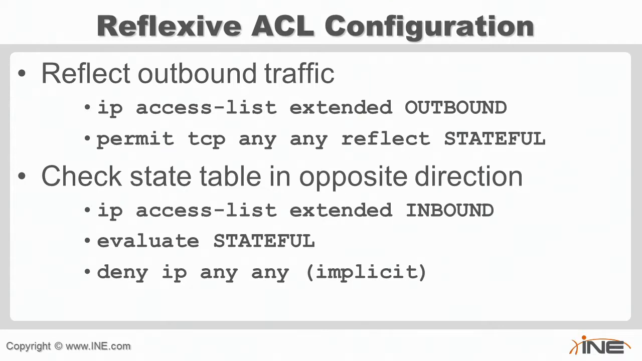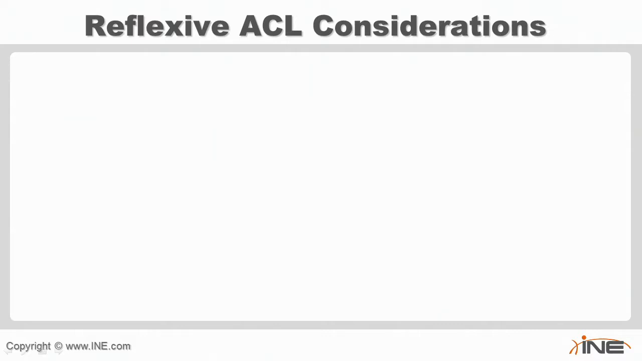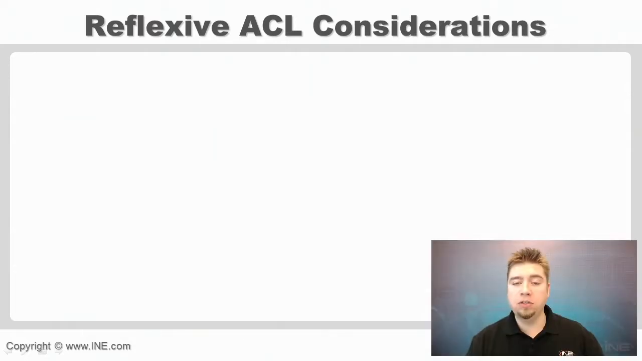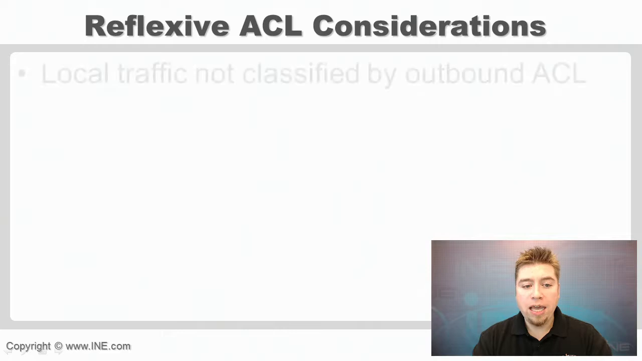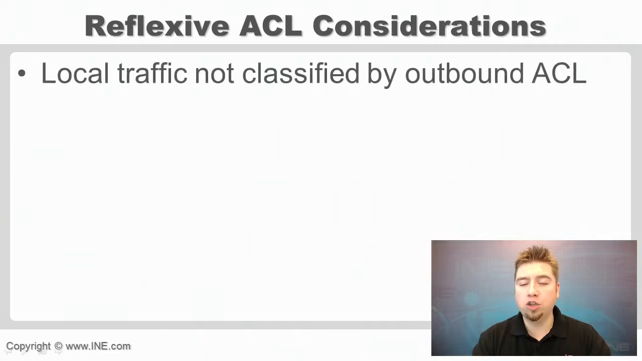Now another potential issue with the reflexive access list, and this doesn't necessarily relate directly to reflexive ACLs, this is just an issue in general with IOS and how its order of operations with ACLs works, is that locally originated traffic from the router's control plane is not classified by an outbound ACL.